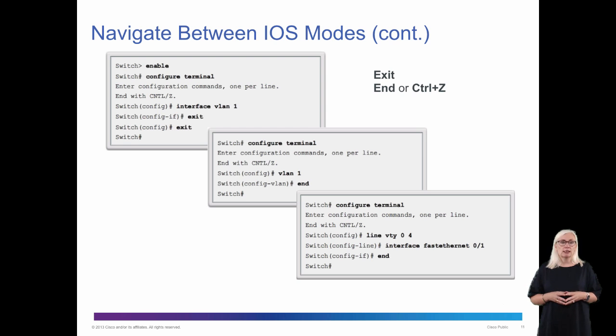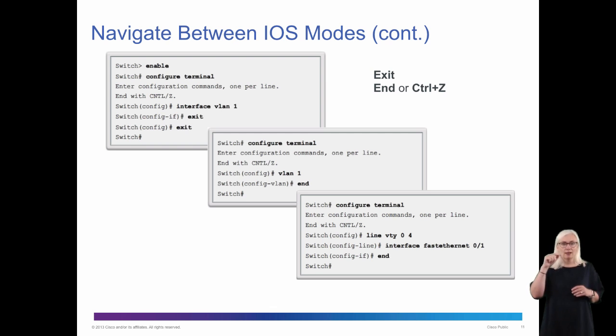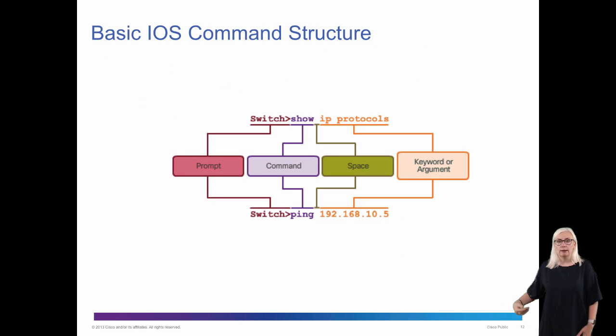As you can see here, if I'm in normal user mode, the prompt is like a larger than sign. And if I'm in privileged mode, it's a hashtag. And if I'm in config mode, it says switch config and then hashtag. So I will always be able to see in which mode I'm in.